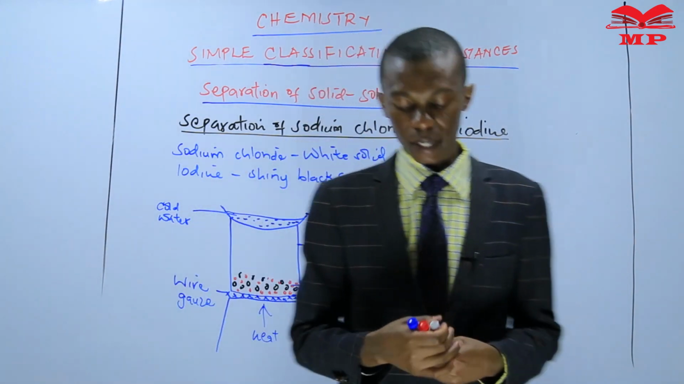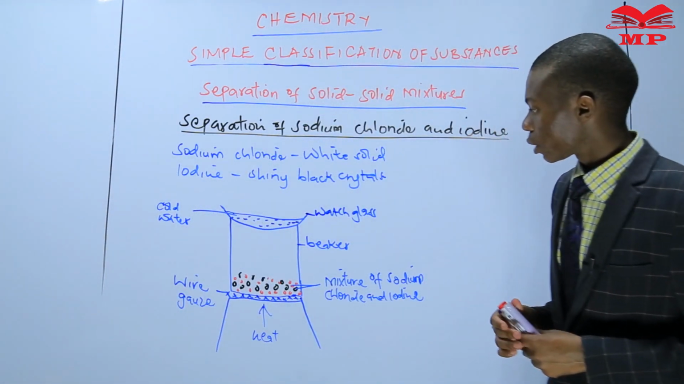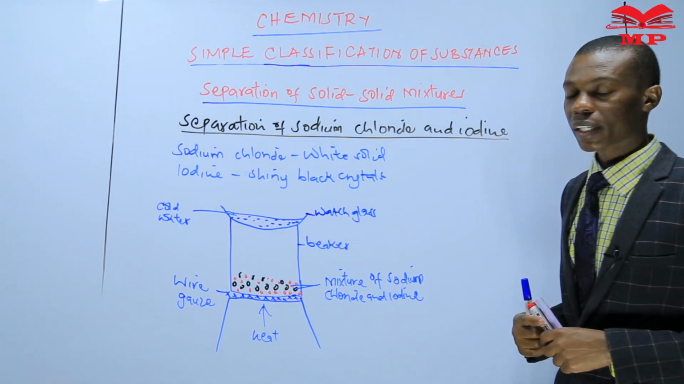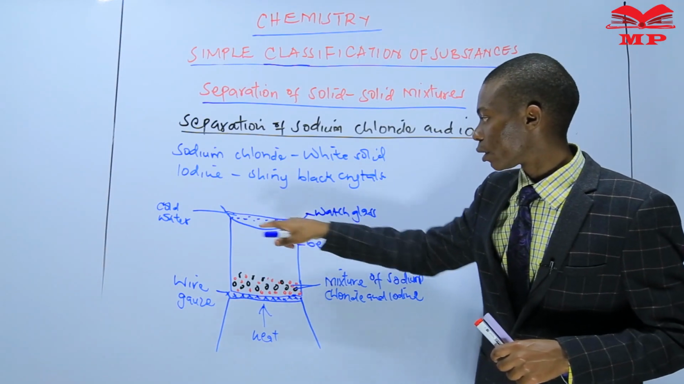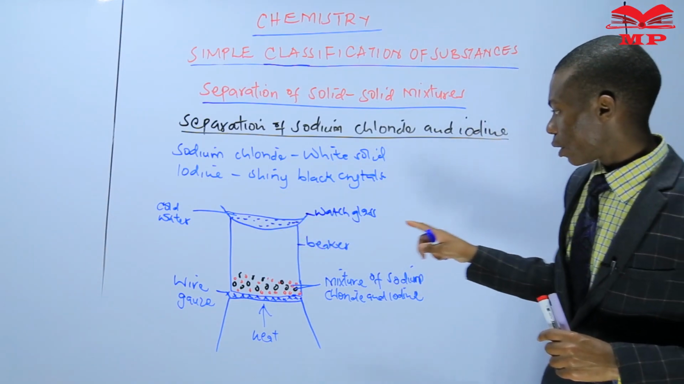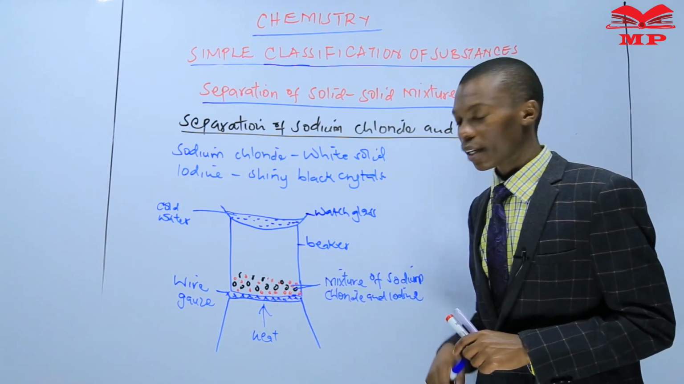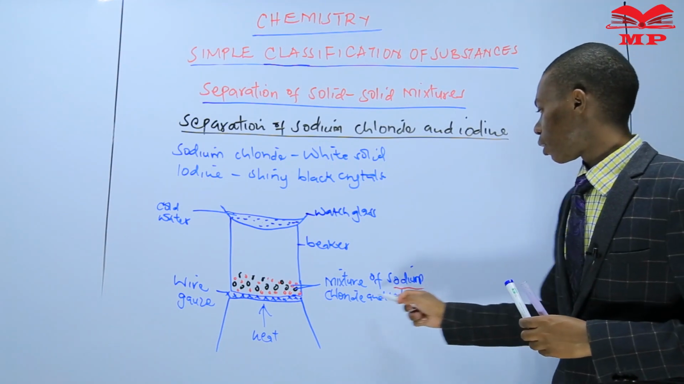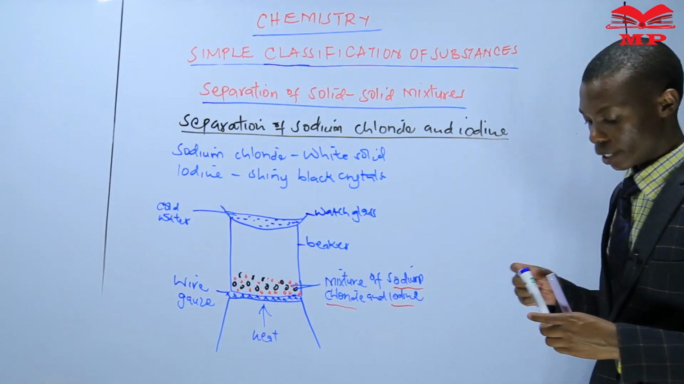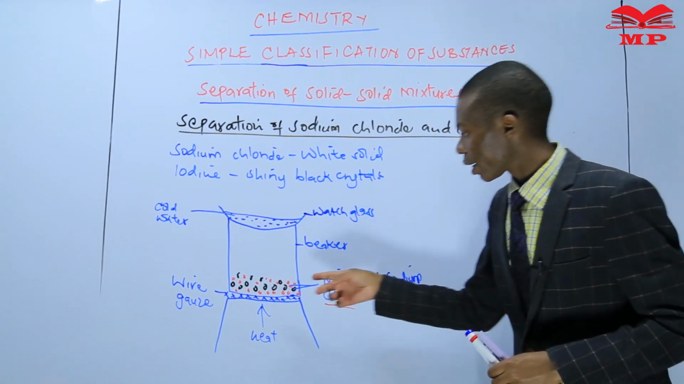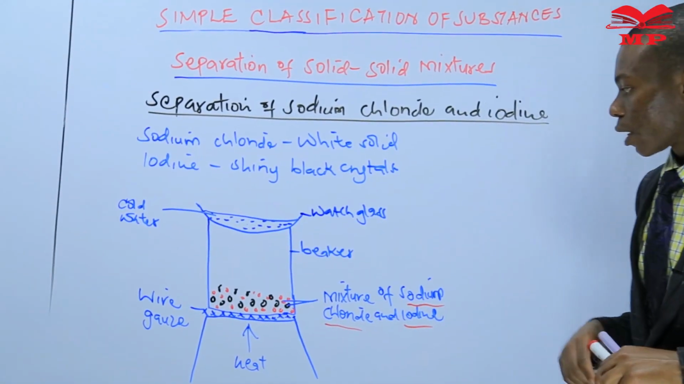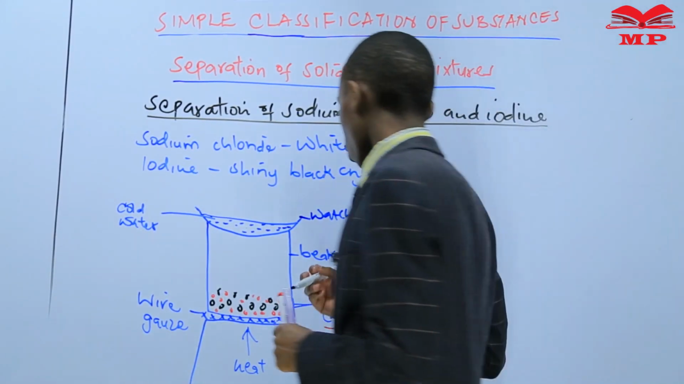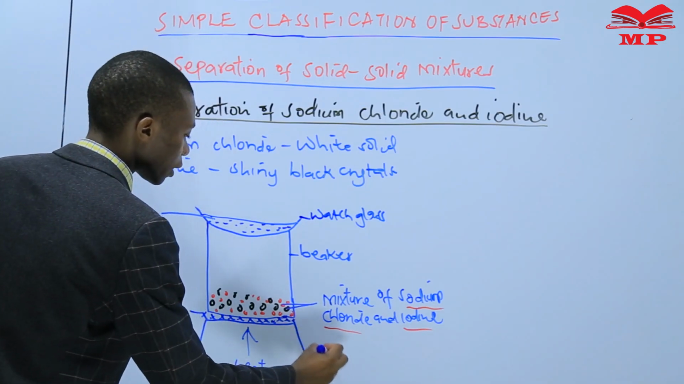That is my diagram. To explain what that diagram is, I have the watch glass which is holding cold water. There's a beaker which is holding the mixture of sodium chloride and iodine. Then I have the wire gauze, which is on top of a tripod stand.